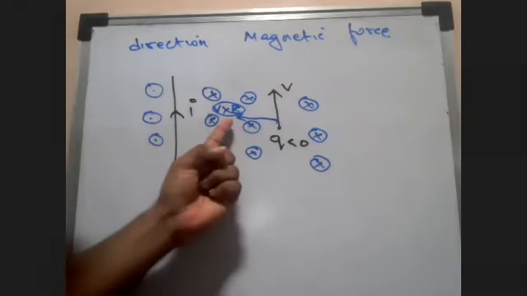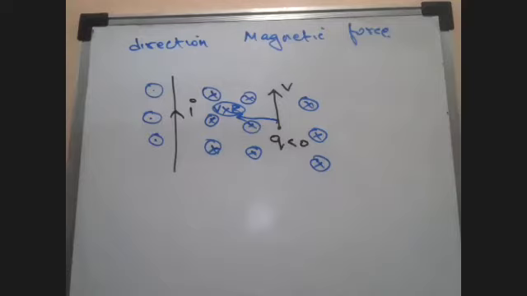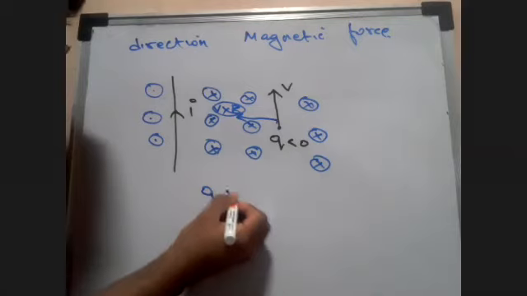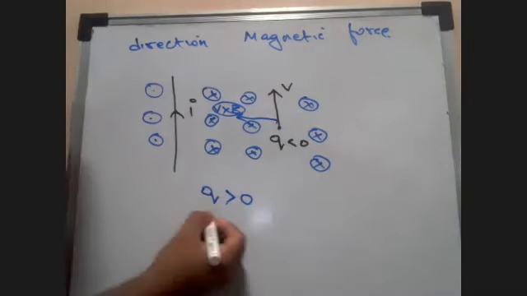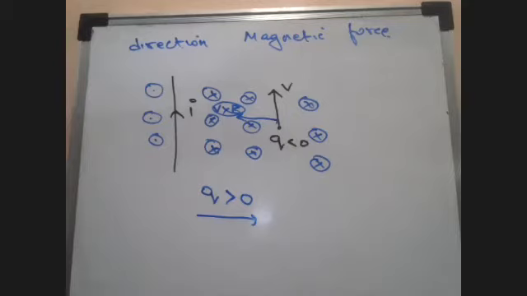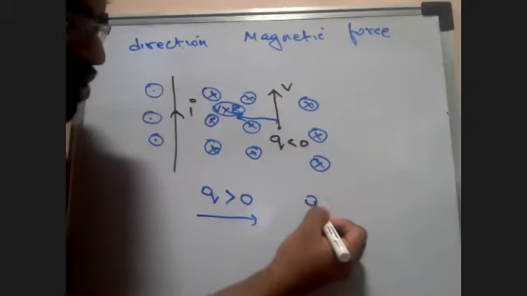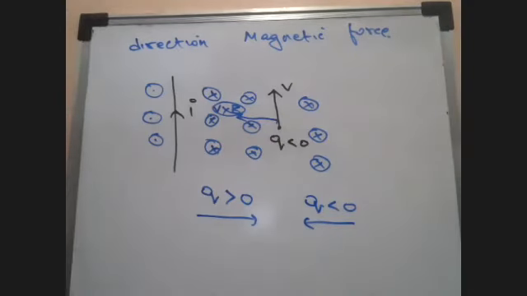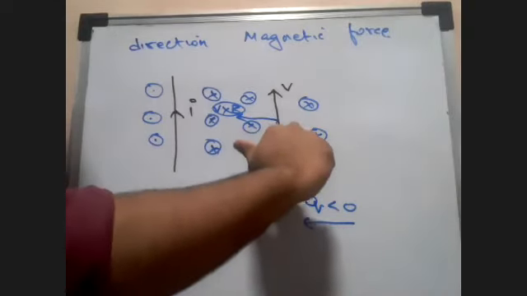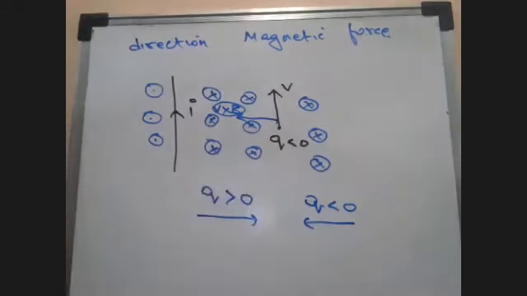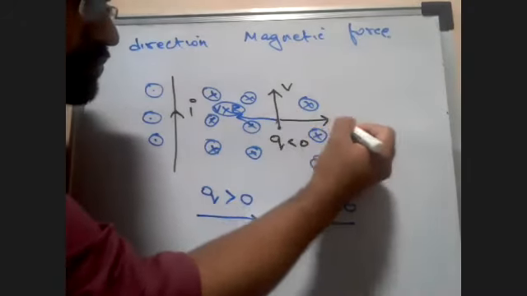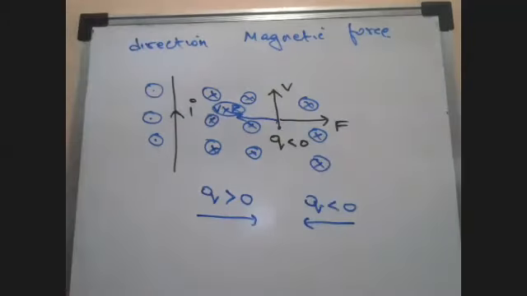Although I am getting V cross B on the left side, please remember that I told you for a positive charge, basically Q greater than 0, if the force is towards the right side, then for a negative charge, that is Q less than 0, the force will be in the opposite direction. So in this case, even though by applying the right hand thumb rule we are getting left side as the force, since this is a negative charge, the force is actually on the right side.